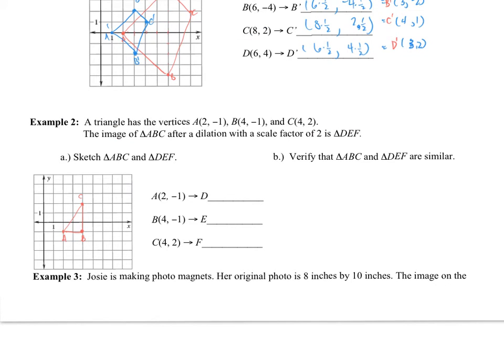Example 2, a triangle has the vertices A (2, negative 1), B (4, negative 1), and C (4, 2). And the image of triangle ABC after a dilation with a scale factor of 2 is triangle DEF. So here we're going to have an enlargement because the scale factor is greater than 1. So in the last example, we had a reduction because the scale factor was half. Okay, so I'm going to take the points here, and instead of using A prime, B prime, C prime, you're going to use DEF.